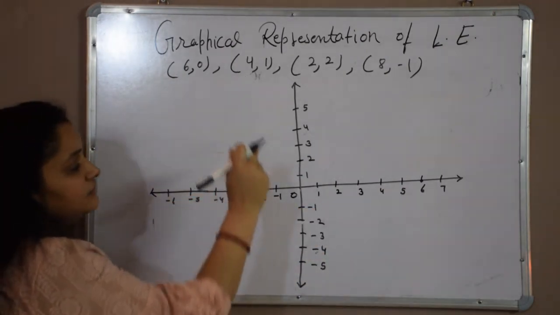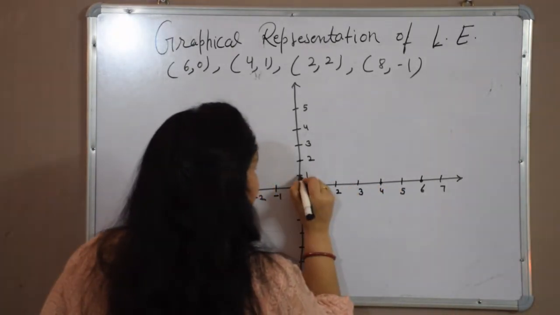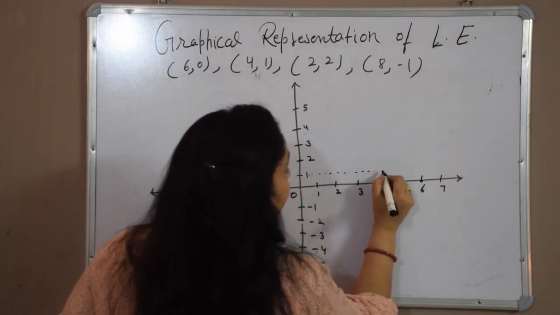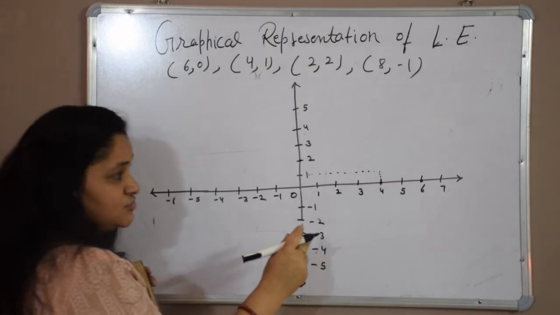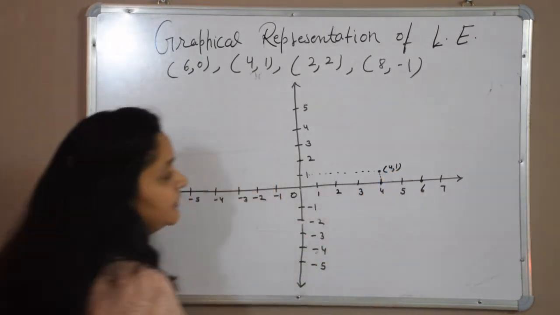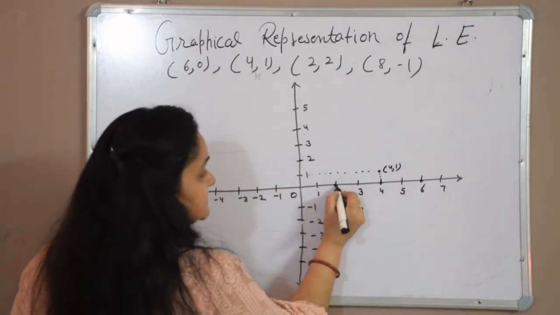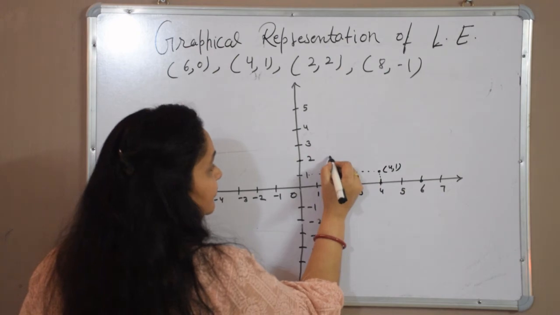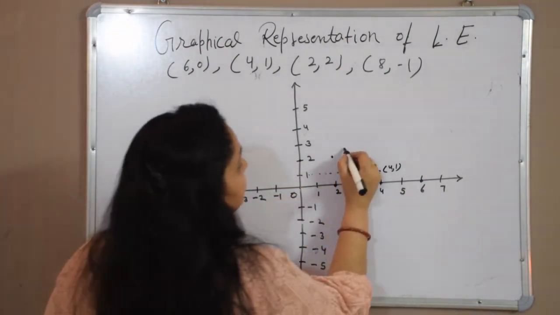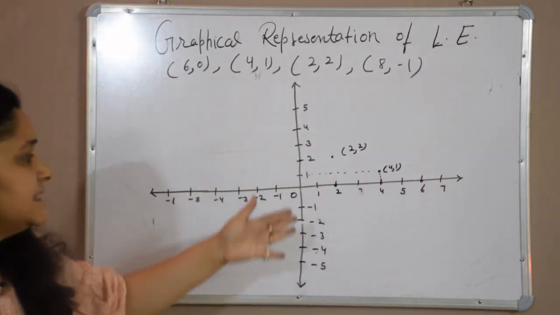Second point is (4, 1). Here it is 4 and here it is 1. In front of 1 we will plot like this, and there is no need to mark these lines always. We can directly plot the points, and it is our point (4, 1). Next is (2, 2). On the x-axis we will mark 2 and in front of that on the y-axis we will mark 2. So this is the third point, that is (2, 2), and next is 8. So 3 points are sufficient.